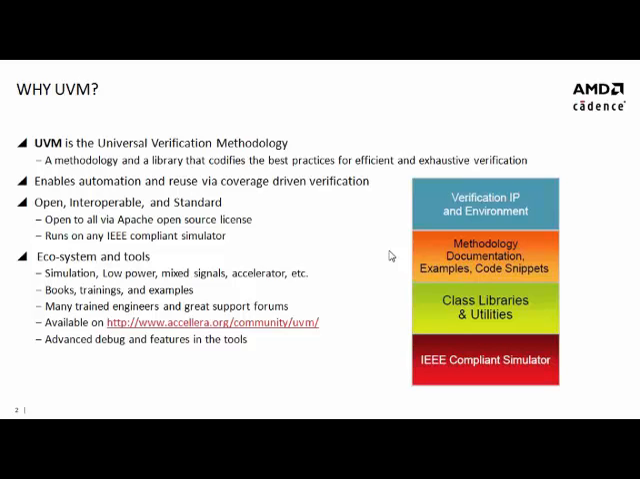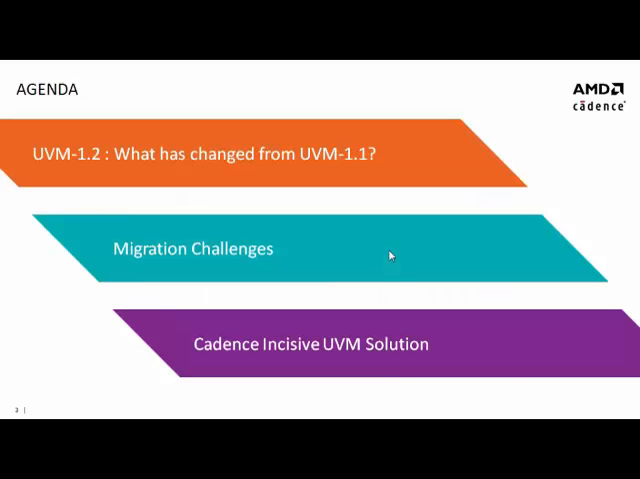So UVM isn't just a set of class libraries which allow you to build test benches more easily, more quickly. You should see UVM as a complete ecosystem which allows you to be more effective, more strategic in your verification. So what we're going to talk about today is what's changed from 1.1 to 1.2, some of the migration challenges that you'll see along the way, and because this is a Cadence paper as well, I'm going to talk a little bit about Cadence inside the UVM solution. So they're the three main topics we'll be talking about.